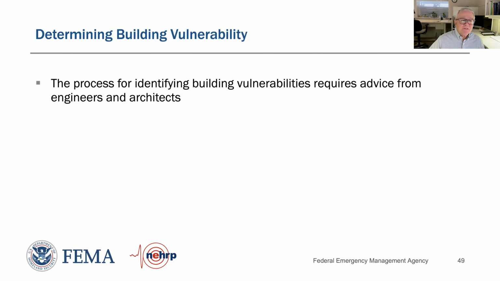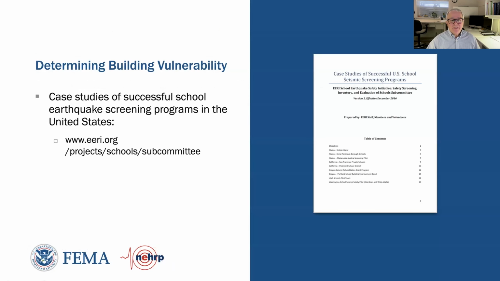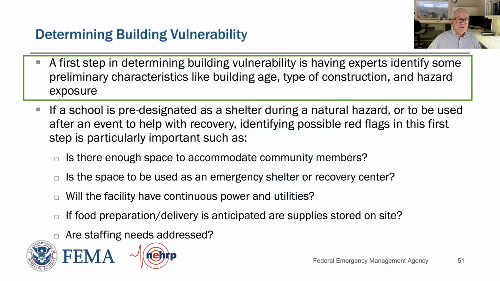So let's talk about the process for identifying building vulnerabilities, which requires advice from architects and engineers. A great resource is the case studies document that was created by the Earthquake Engineering Research Institute's School Earthquake Safety Initiative, which collects many of the successful U.S. school seismic screening programs. You can find a copy of that by following the link that's on the screen. So the first step in determining that is to have the experts identify the preliminary characteristics like building age, type of construction, and hazard exposure.